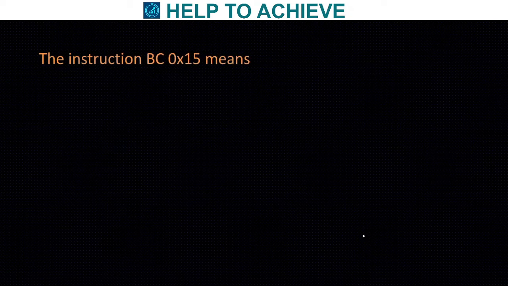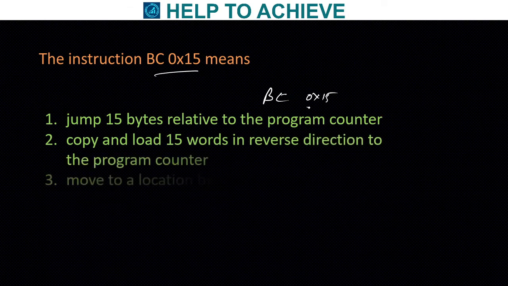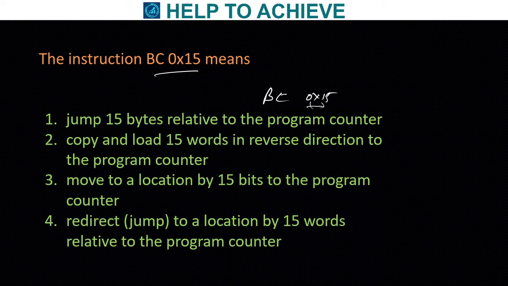The instruction BC 15 means, we know that there is no such instruction as BC. In this case the processor will directly jump to this address. It will jump 15 bytes relative to the program counter. The program counter points to the current instruction, and it is saying to go by 15 bytes. So it will jump to PC plus 15 bytes.